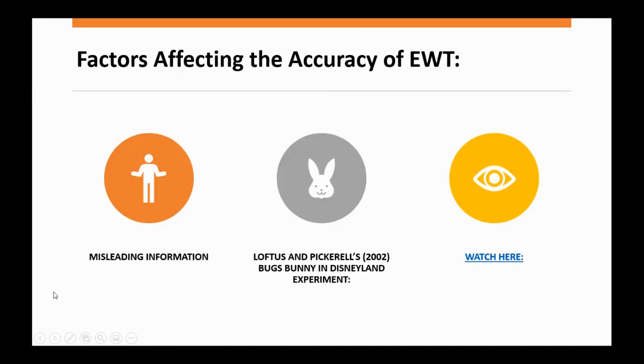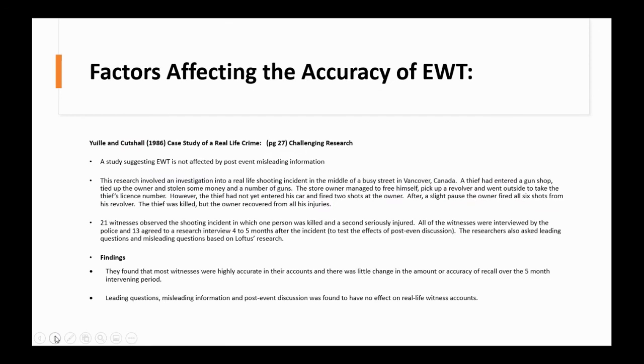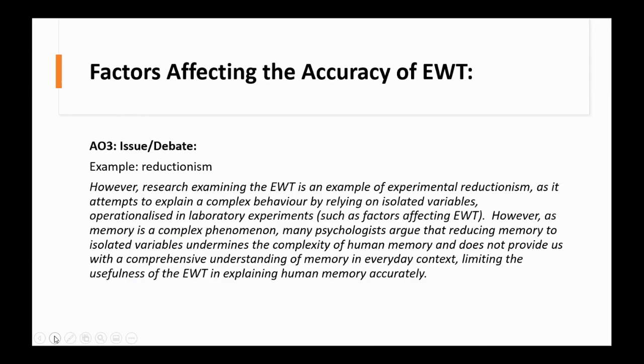So factors that can affect the accuracy of eyewitness testimony: you've got misleading information, you've got the Bugs Bunny in Disneyland study, which there is a video for on the classroom if you want to remind yourself about that. You've also got a real-life example through Yuille and Cutshall's research that you can use as well. Reductionism is an issue in debate that you can use again in terms of accuracy of eyewitness testimony, and this paragraph demonstrates how you might use it.